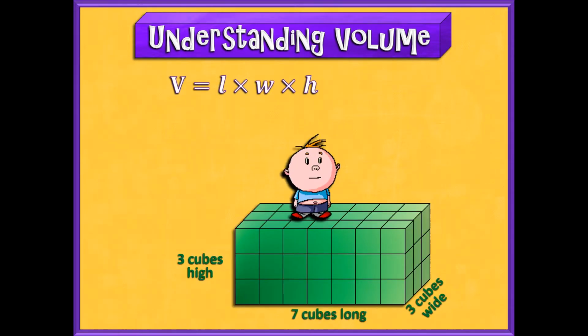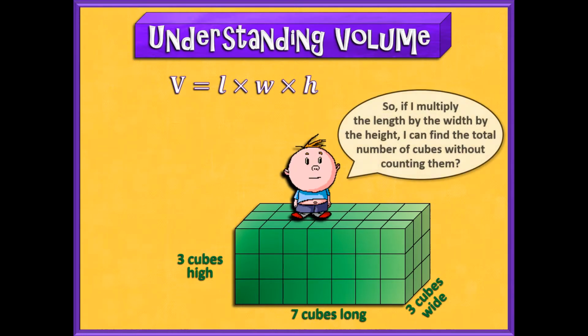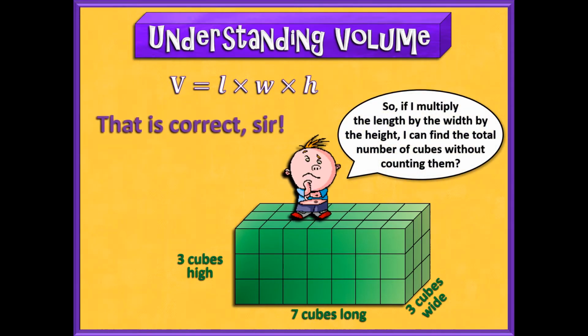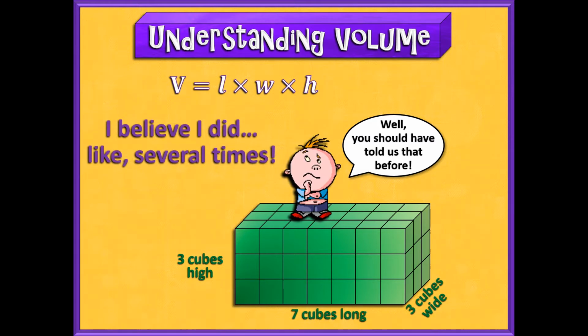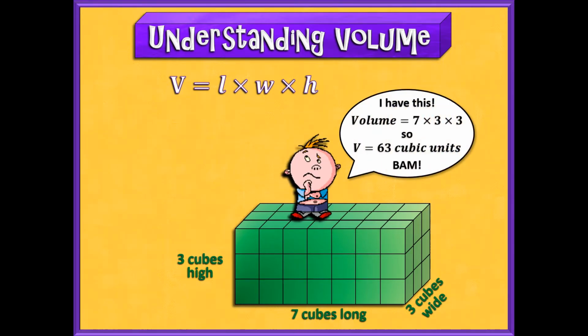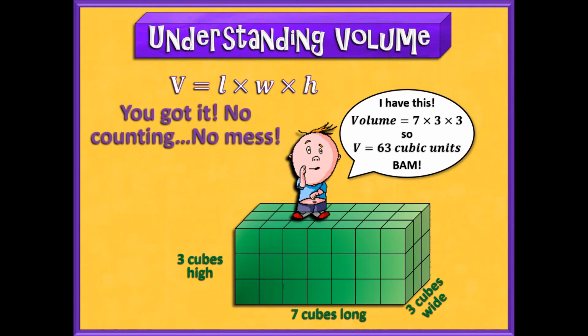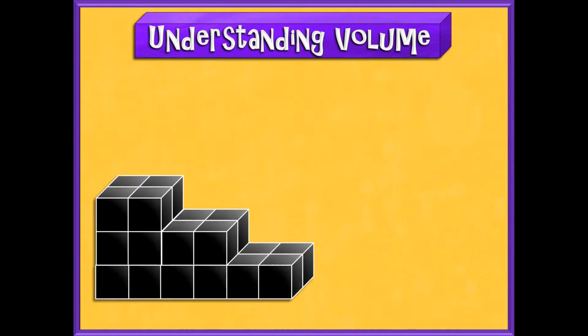So let's look at this figure using length times width times height. If I multiply the length by the width and the height, I can find the total number of cubic units without counting them. That is correct, Sparky. I've got this. Volume is 7 times 3 times 3. So that's 63 cubic units. Bam. You got it. No counting, no mess.